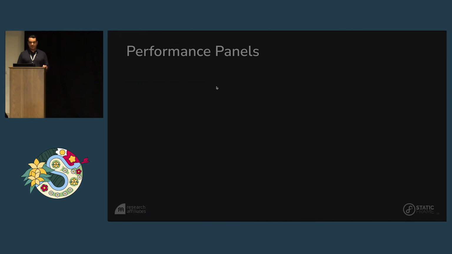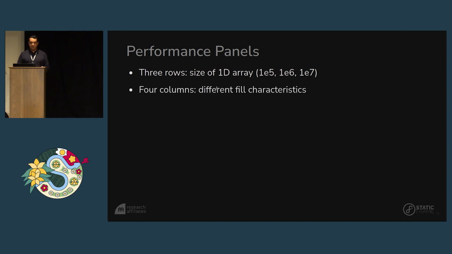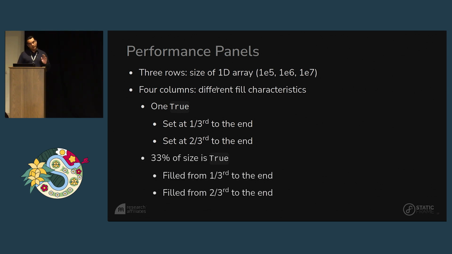Well, let's talk about those scenarios. So we have 3 rows. Each row is the size of the one-dimensional array, from 100,000, 1 million to 10 million. We have 4 columns that represent different fill characteristics. So the first 2 columns have just one true value, set at 1/3 or 2/3 to the end. The column 3 and column 4 have 33% of the size filled with true, filled from 1/3 to the end or 2/3 to the end.